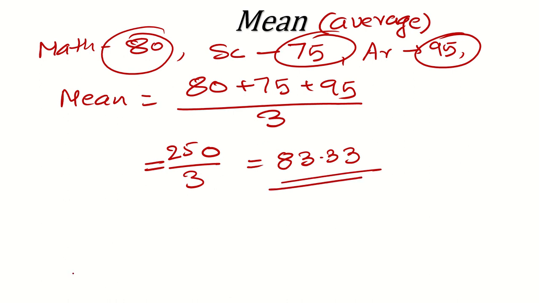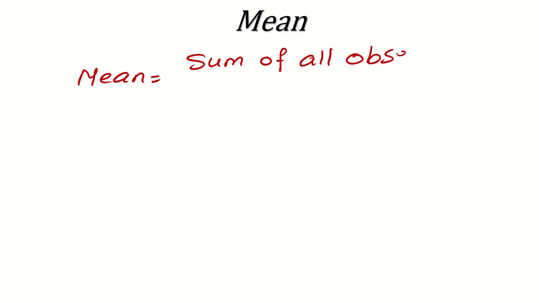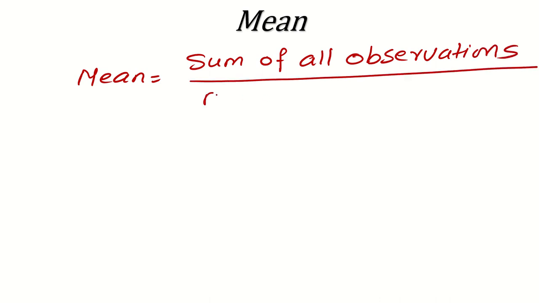So how will you find the mean? What is the formula for the mean? It's very easy for you. Mean or average is equal to the sum of all observations, meaning numbers, divided by the number of observations, meaning the count of the numbers. This is the simple formula for mean or average.